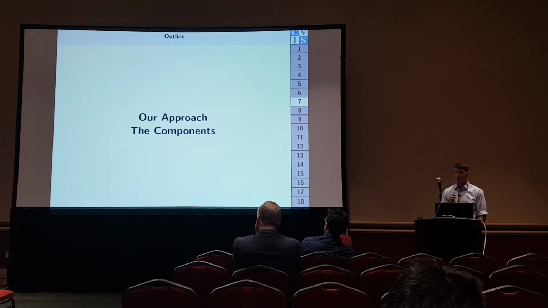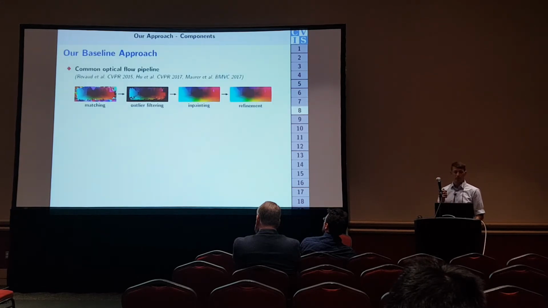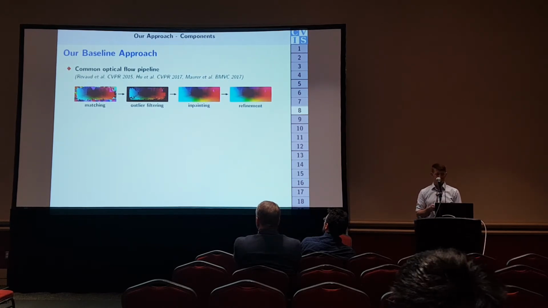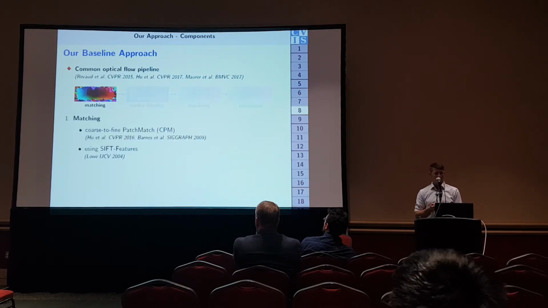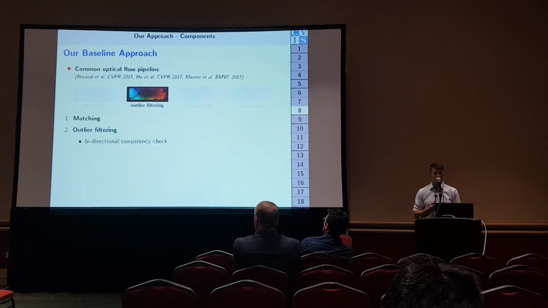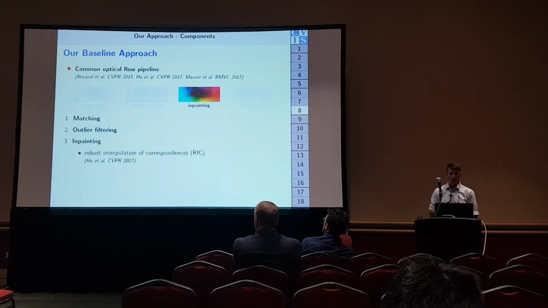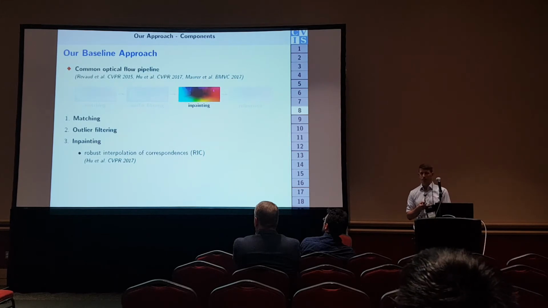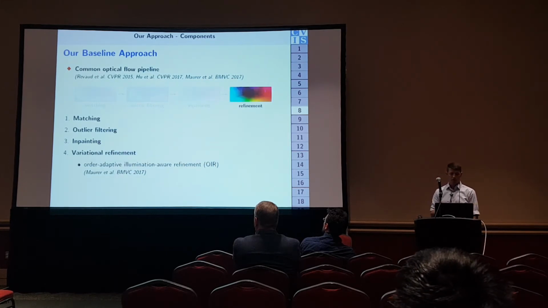Now let's take a look at the individual components we used within our pipeline. Our baseline method is based on the common optical flow pipeline, which consists of four steps, starting with the matching step, an outlier filtering, an in-painting step, and a final refinement step. In case of the matching, we used CPM, coarse-to-fine PatchMatch, which is based on SIFT features. Then as outlier filtering, we applied once more the bidirectional consistency check. For the in-painting, we used RIC, the robust interpolation of correspondences. And as refinement scheme, we apply the order adaptive illumination aware refinement.